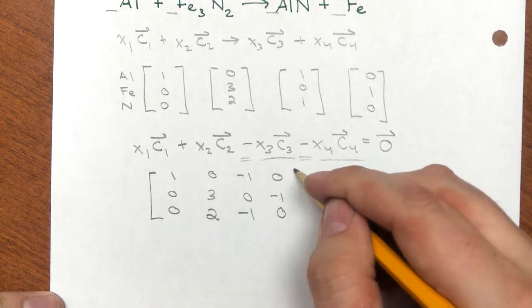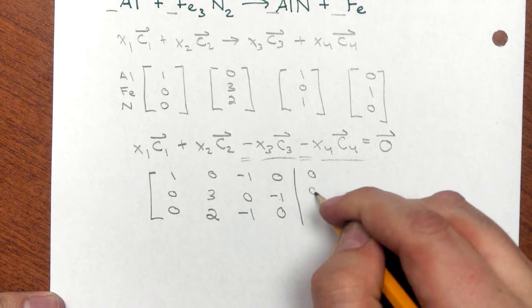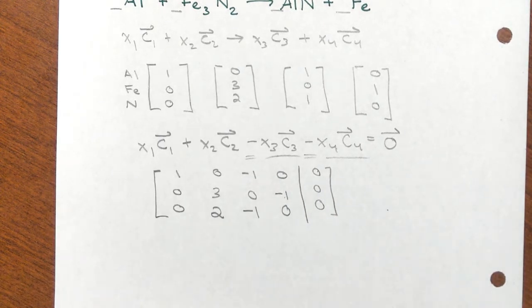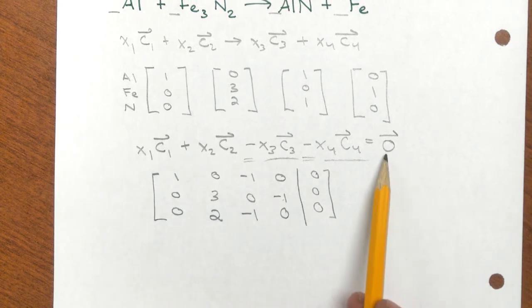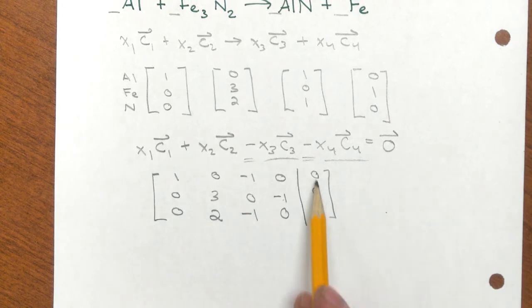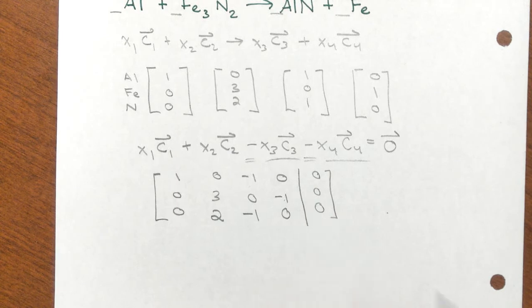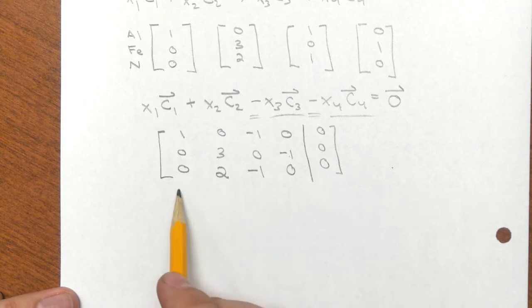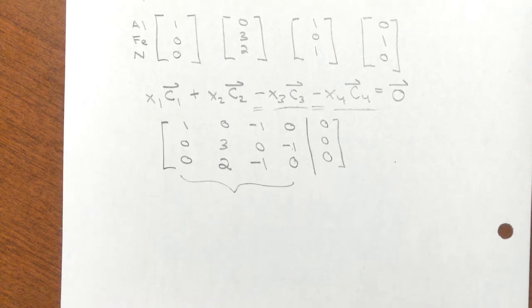Now I can augment this with a column of zeros or not. It really doesn't matter, since this does equal the 0 vector. It does not matter if I put these zeros here. Any row operations will keep that the 0 vector. So the idea is now to take this matrix right here, whether you augment it or not, enter it into a calculator, and put it in row-reduced echelon form. So I have already done that. I'll show you in just a second here as I grab my matrix.